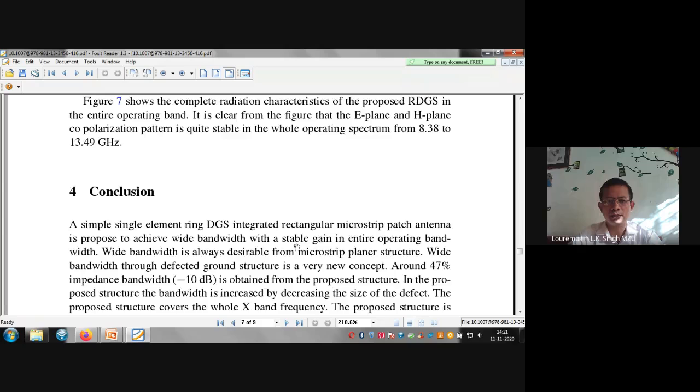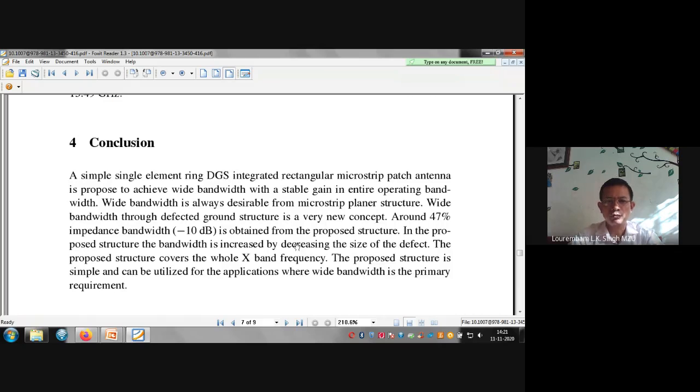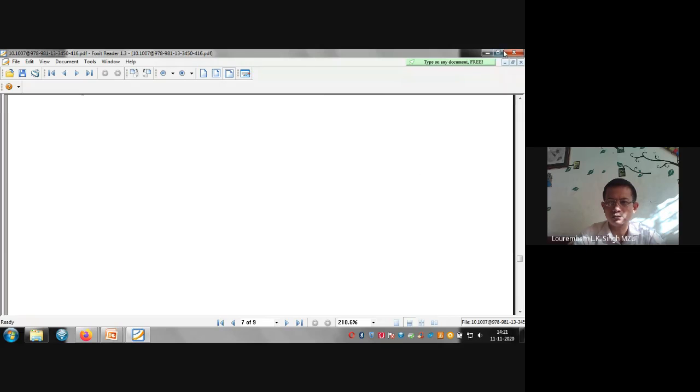Gains also we obtain, and here we obtain around 47% impedance bandwidth with the proposed structure of the defected ground structure, DGS. This was also one of the papers.